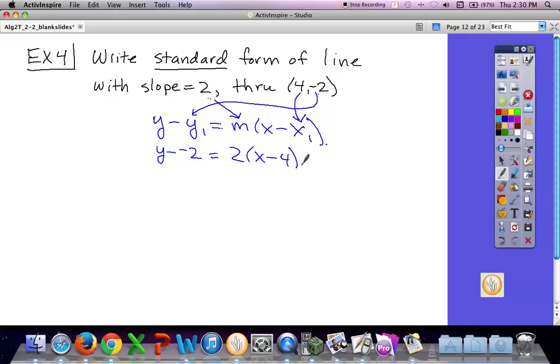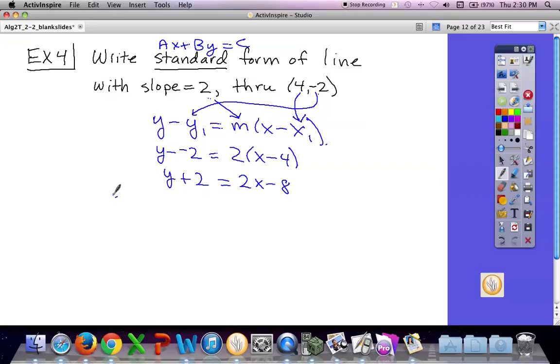Now, for this problem, they said put it in standard form, and I think some of the homeworks may ask you to do that too. So we need to do some rearranging, right? Standard form means ax plus by equals c. Okay, so we need to get the x term over here, the constant term over here. So let's simplify. y minus negative 2 is y plus 2. Distribute: 2x minus 8.